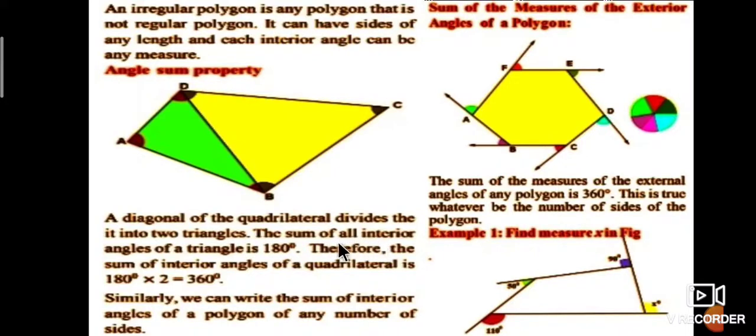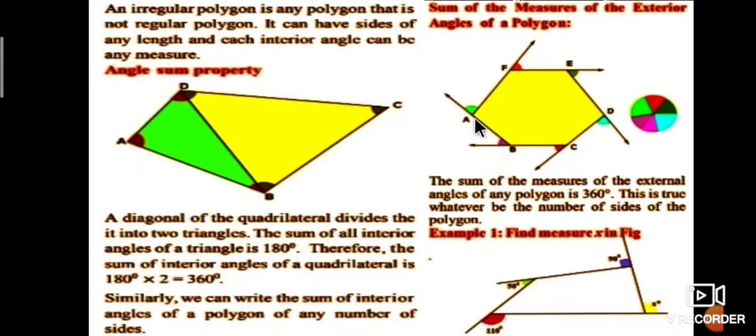The sum of all interior angles of a triangle is 180 degrees. Therefore, the sum of interior angles of a quadrilateral is 180 into 2, that is 360 degrees. Similarly, we can write the sum of interior angles of a polygon of any number of sides.